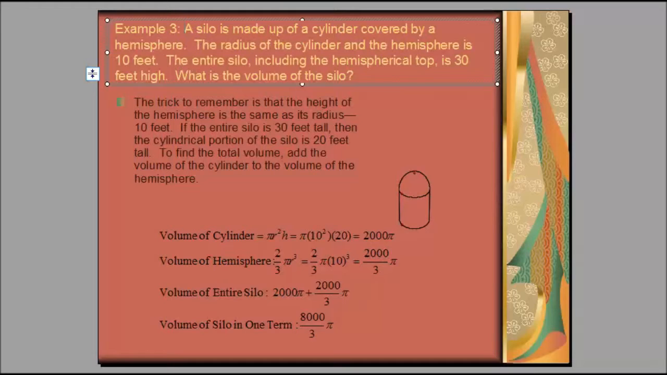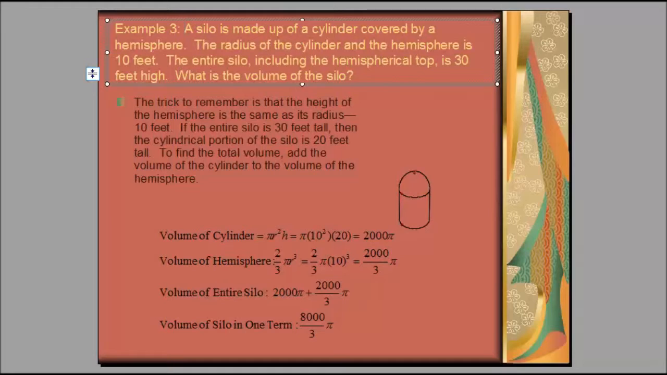The volume of the entire silo is 2,000 pi plus 2,000 pi over 3. Notice that we will need to get this into one term, which means we need a common denominator of 3. We can think of the 2,000 pi as having a denominator of 1. We multiply top and bottom by 3.